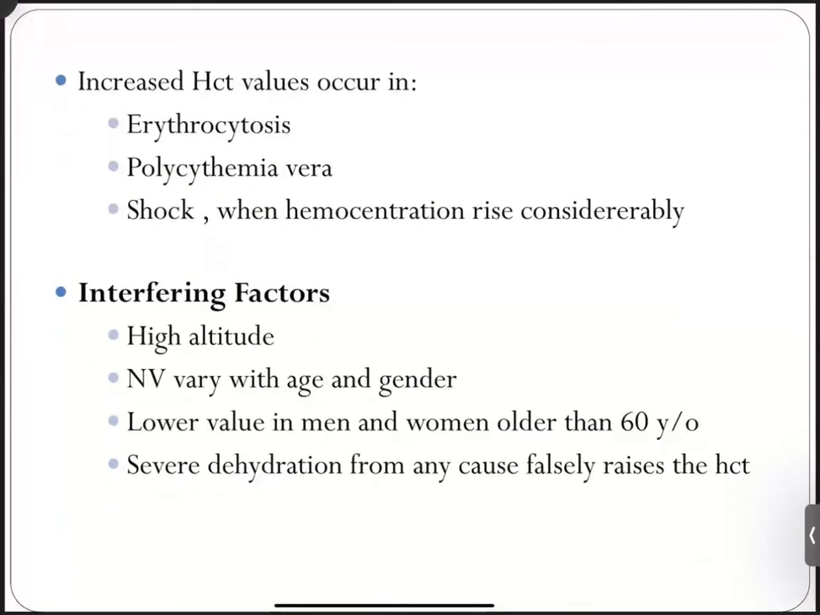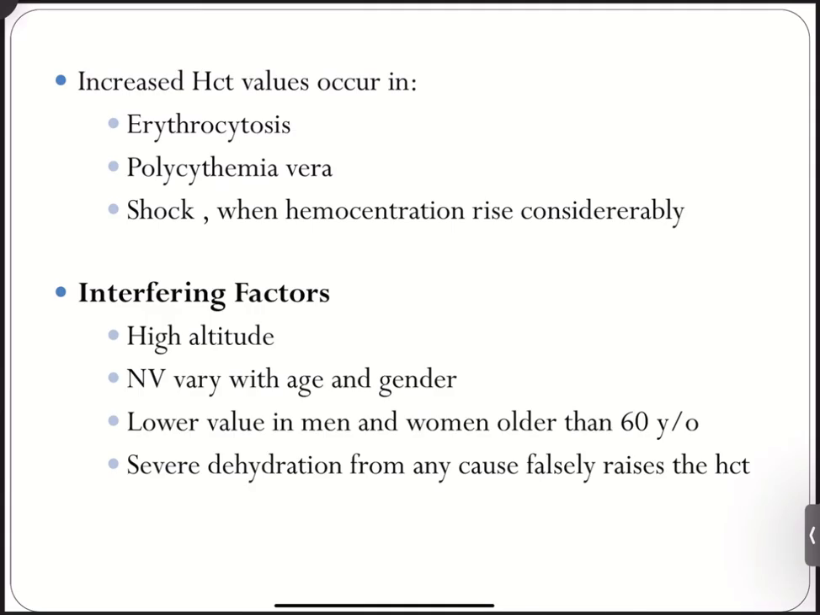Okay, increased hematocrit value occurs in erythrocytosis, polycythemia vera, and shock, considering the hemoconcentration. Why? Because these diseases inflict a high RBC count. Thus, the hematocrit is increased. Why? Because your hematocrit is the packed RBC. Kaya, it correlates with the amount of your RBCs. The interfering factor, same as your hemoglobin, is high altitude.